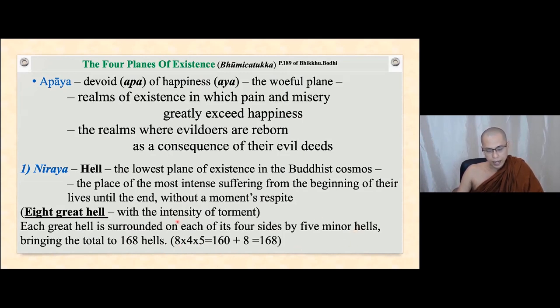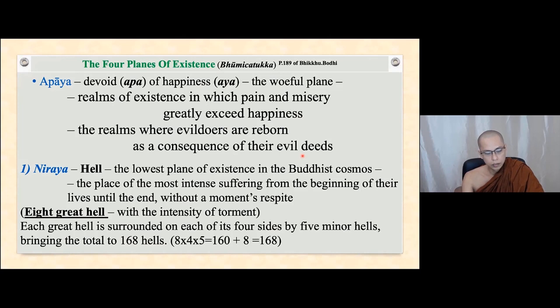So for the 8 great hells, 160, and originally the great hells together with the great hells becomes the 168 hells. And the beings are suffering theirs due to their karma, evil karmas. Then this is about the hell, and the names of the hells will be complicated to remember for the beginner level. So I'll skip all the names.